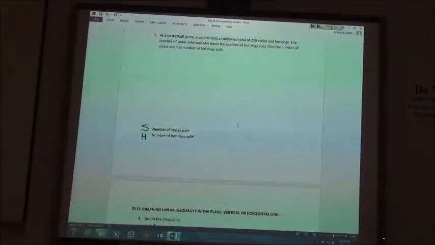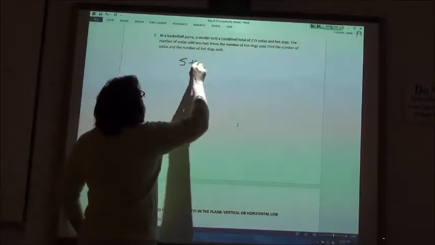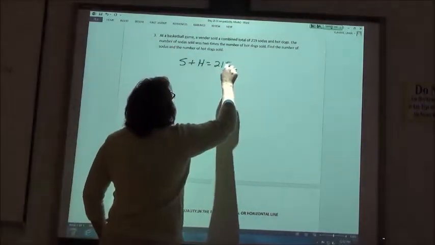And I want to write my two equations. So at my basketball game, a vendor sold a combined total of 219 sodas and hot dogs. How can I write my equation to represent that first sentence? S plus H equals 219.